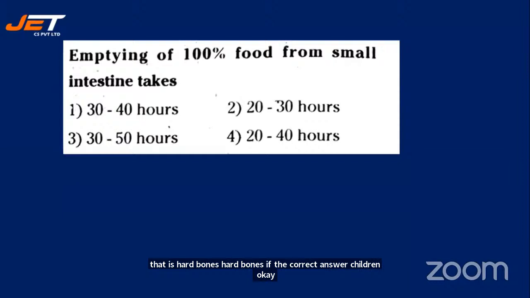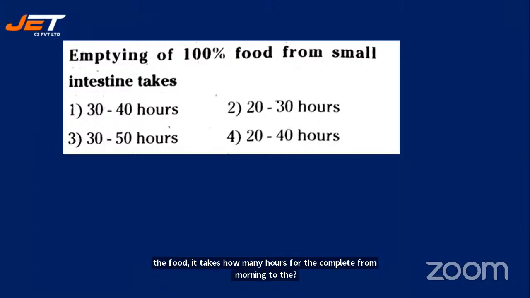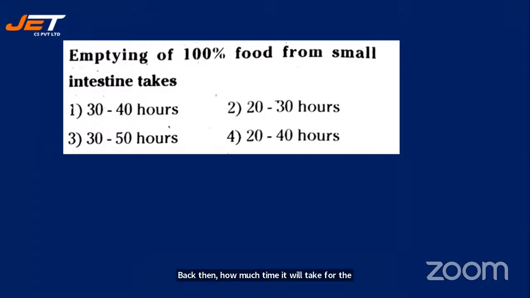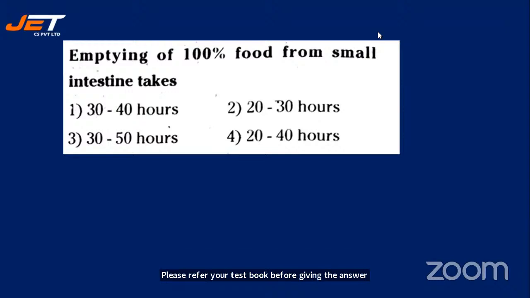Next. Emptying of 100% food from the small intestine, that is complete digestion and absorption, takes how many hours? Once we have taken the food, how many hours does it take from morning to bedtime? How much time will it take for the complete digestion and absorption of the food? It is given in your textbook very clearly. Please refer to your textbook before giving the answer. Yes. Very good. Most of you are giving the correct answer. It is 30 to 40 hours.